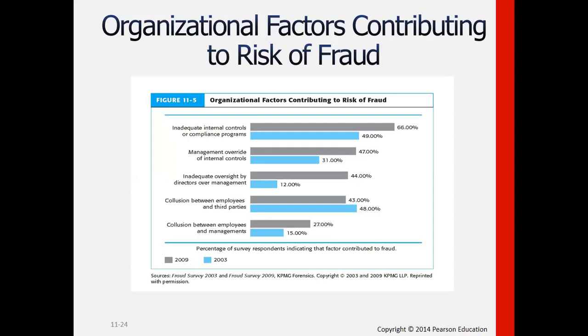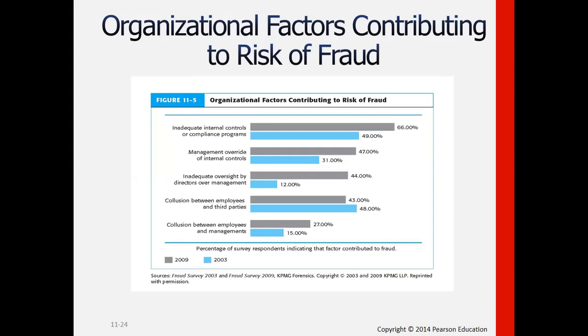Number one, inadequate internal controls or compliance programs. For internal controls inadequacy, that's very big, 66%. Compliance in accordance with laws, regulations, and company policies is 49%, but still a contributory factor for fraud to happen. Next is management override of internal controls.